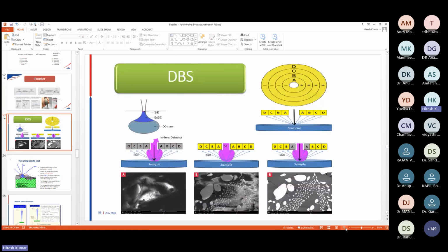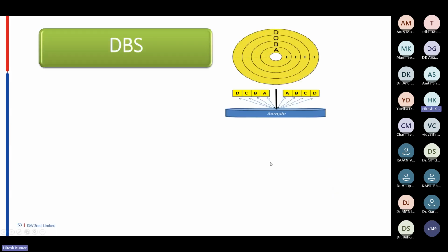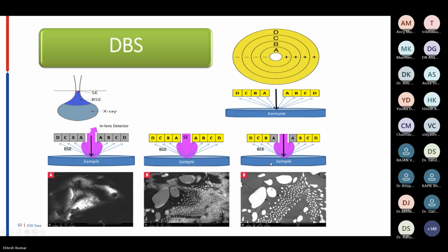If you want to see this type of phase contrast, you will get it with the help of backscatter mode only. If you want to see two different phases in two different colors, say the base has one phase and the other side has a different phase, both of them will give you two different contrasts. That can be done only with the backscattered mode.